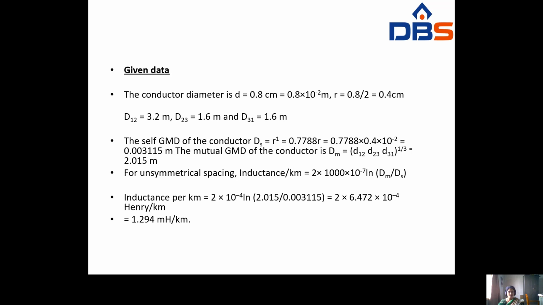The Ds value will be 0.003115. That is equal to 2 into 6.472 into 10 to the power of minus 4 Henry per kilometer. Whenever you solve this, 2 into 6.472 into 10 to the power of minus 4, finally you get the value 1.294 millihenries per kilometer. So this is the solution for this problem.